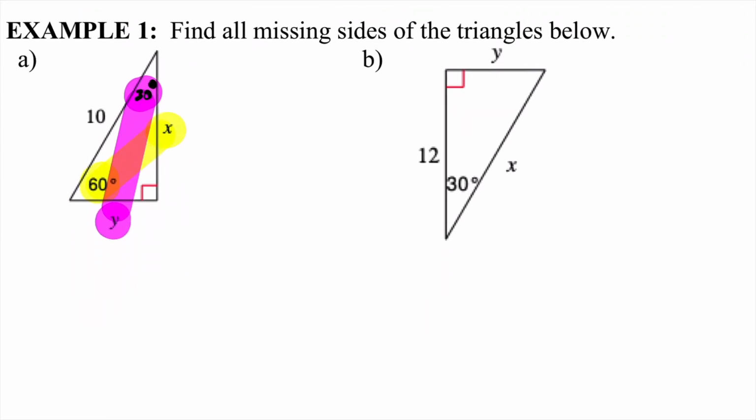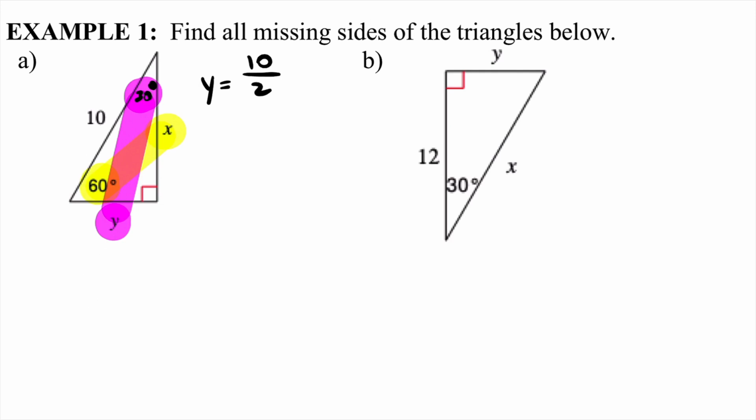Okay. So 1a, which one did we say was the short leg, X or Y? Y. So how do I find the Y? I take the hypotenuse and divide it by 2, it said. Okay, 10 divided by 2. So the short leg is going to be 5.